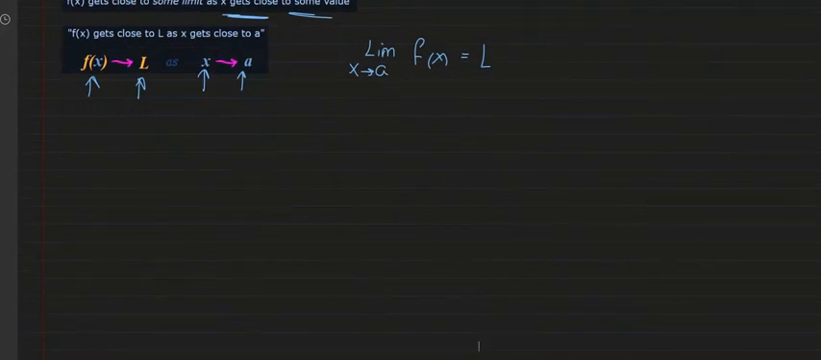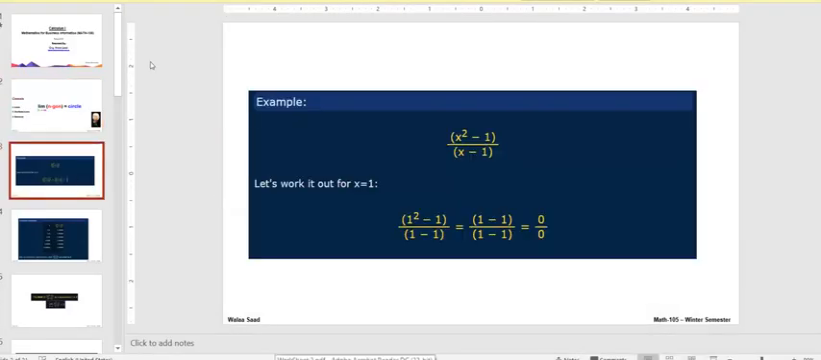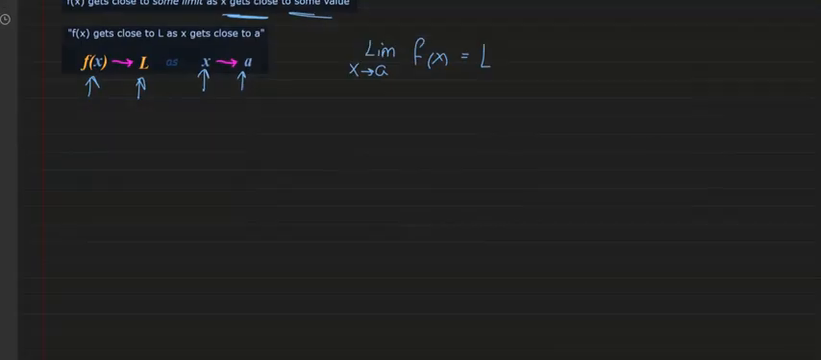Let's consider the function that we can see here. It's x squared minus 1 over x minus 1. If we want to work it at x equals 1, which means that we will substitute x by 1. So here we will take an example for f of x equals x squared minus 1 over x minus 1. If we evaluate it at x equals 1, this will be 1 squared minus 1, which is 0, over 1 minus 1, which is 0. And the 0 over 0 is an indeterminate value.